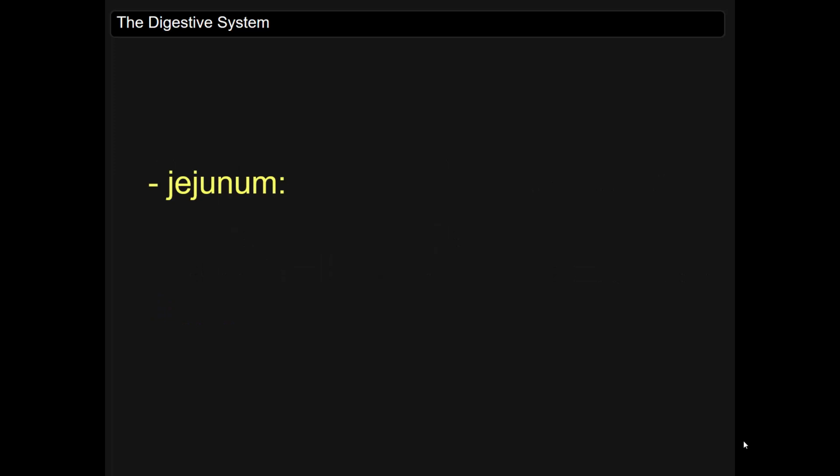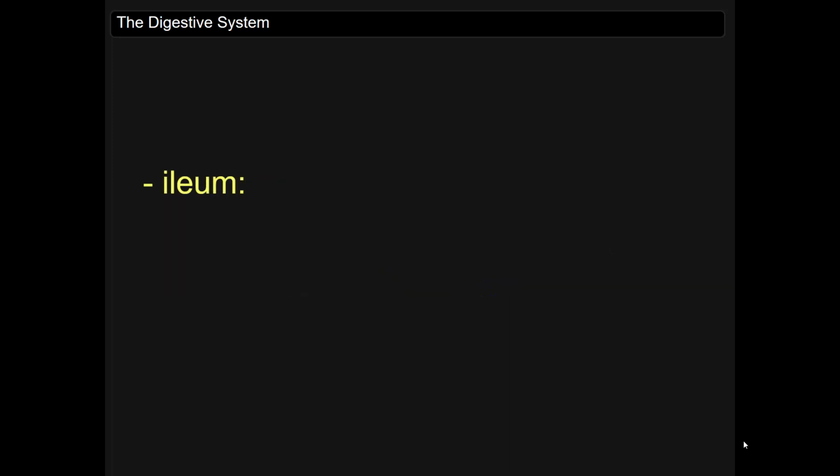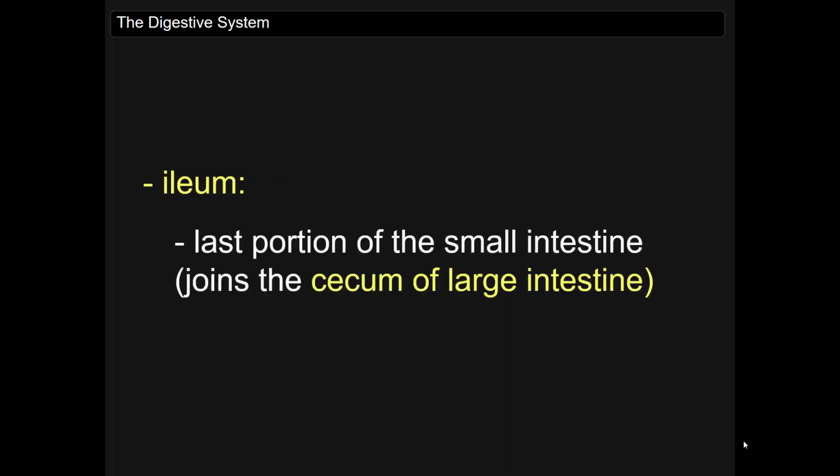From the duodenum, we then go to the jejunum. This is our middle part of the small intestine. It's pretty long, I'd say maybe 9 feet or so is jejunum. Again, it's going to be the middle part of the small intestine. And then the last part of the small intestine is the ileum.